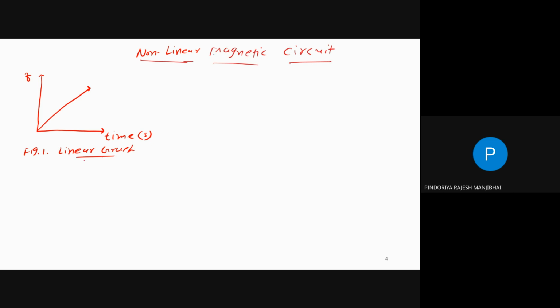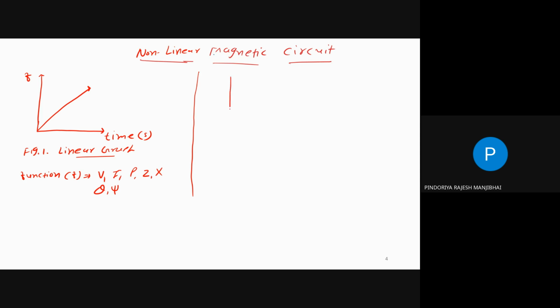If the voltage is changing, it means the current is changing. The function may be voltage, current, power, impedance, reactance, flux, theta, psi, any parameter. With respect to time, if any quantity changes proportionally, then we can say it is a linear function. Then what about the non-linear?